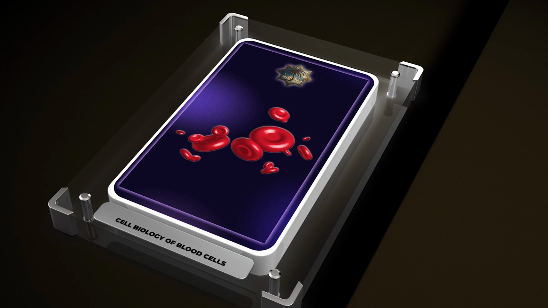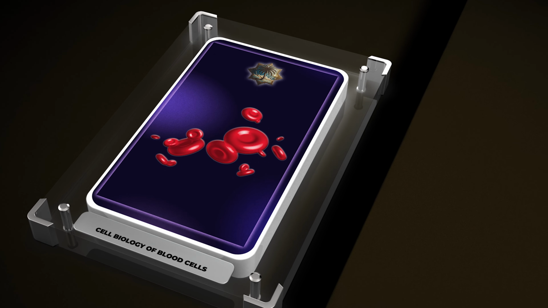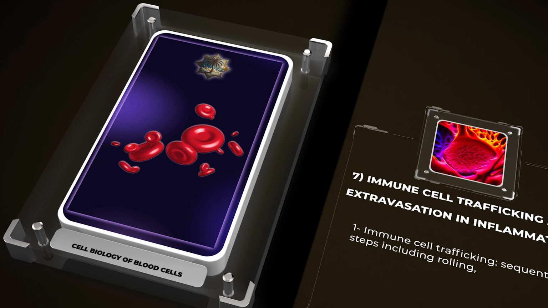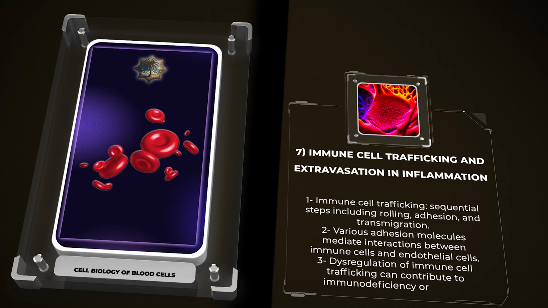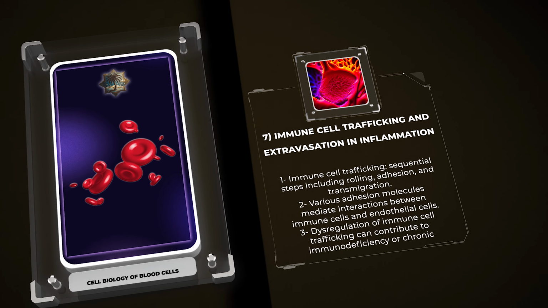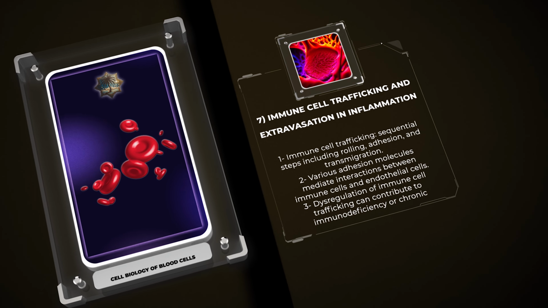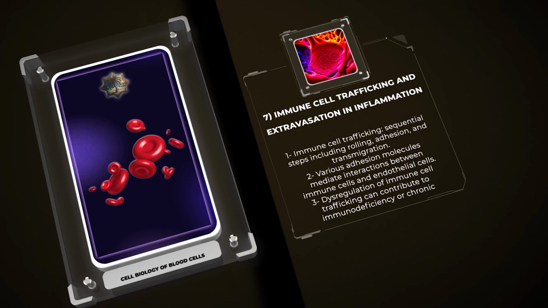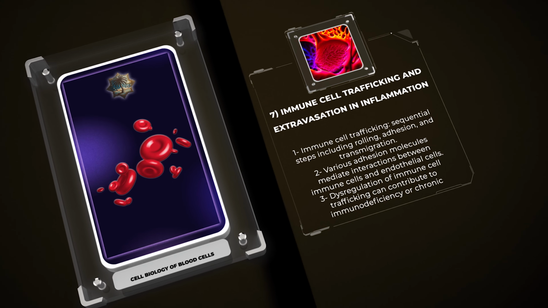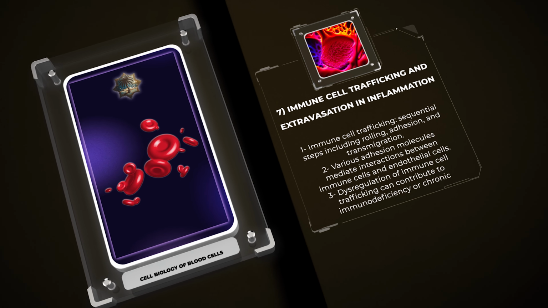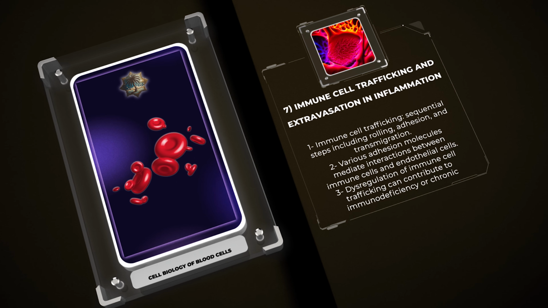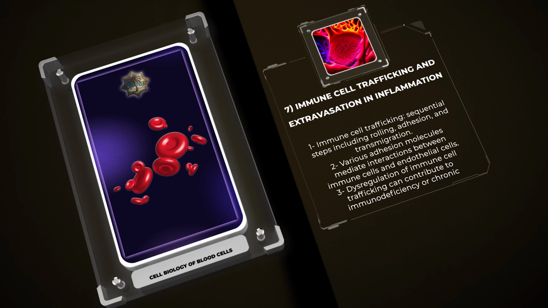During inflammation, immune cells, including neutrophils, monocytes, and lymphocytes, must efficiently navigate through the bloodstream and extravasate into tissues to combat threats. This process, known as immune cell trafficking, involves a series of sequential steps, including rolling, adhesion, and transmigration. Various adhesion molecules, such as selectins, integrins, and chemokine receptors, mediate the interactions between immune cells and endothelial cells lining blood vessels. Dysregulation of immune cell trafficking can contribute to immunodeficiency or chronic inflammatory conditions.